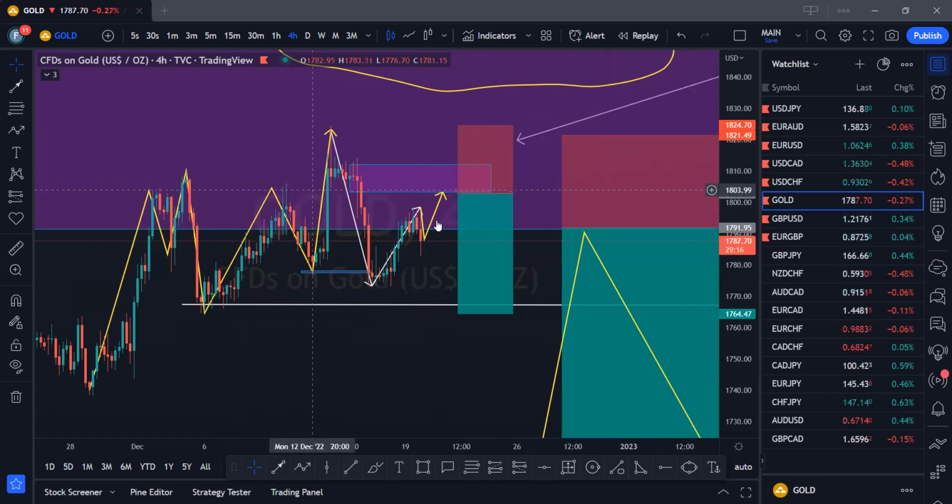Let's check out GBP USD. Please, if you have any questions, feel free to let me know in the chat box, and then I'll answer your question, or I just unmute you for you to ask your question. So let's do GBP USD.